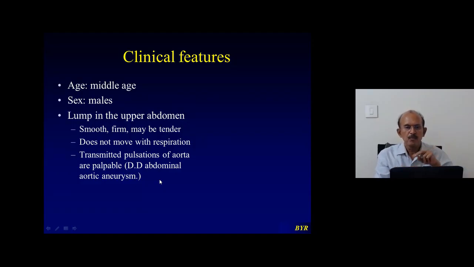In case of an abdominal aortic aneurysm, whether the patient is in supine position or knee-elbow position, there will be no change in the pulsations. They are felt equally. Did you get this point? Is it clear?